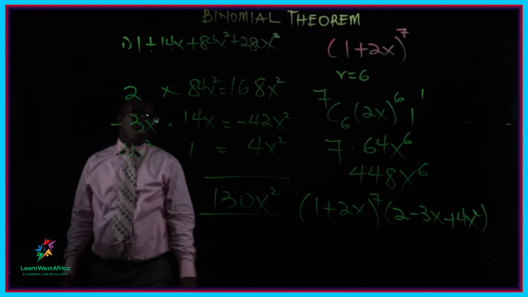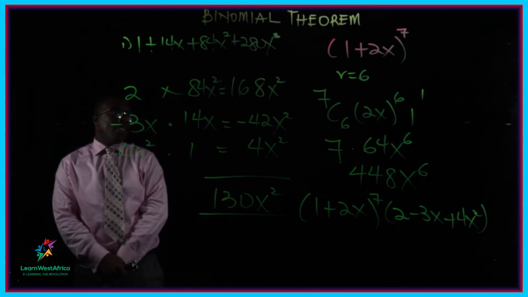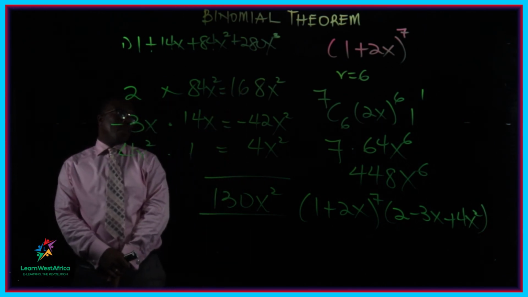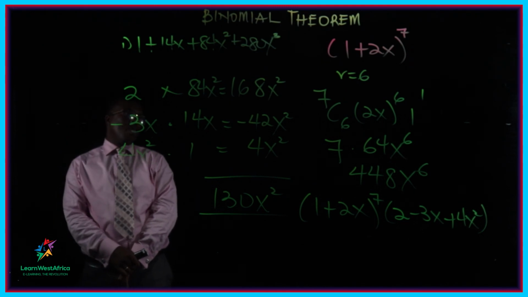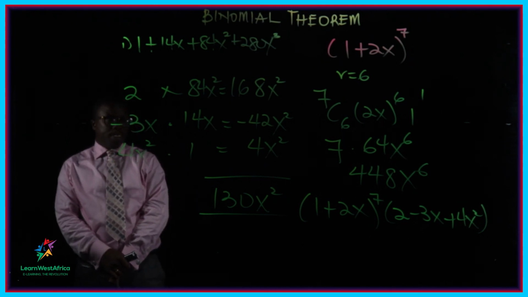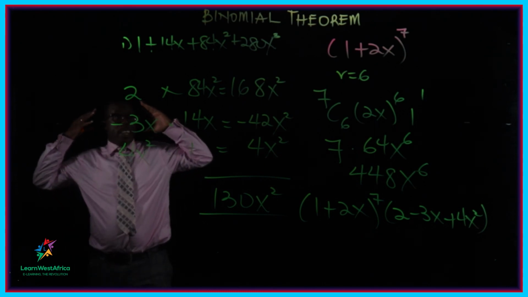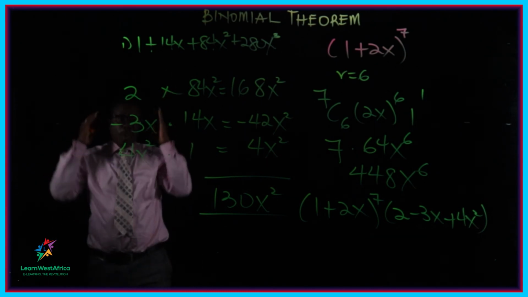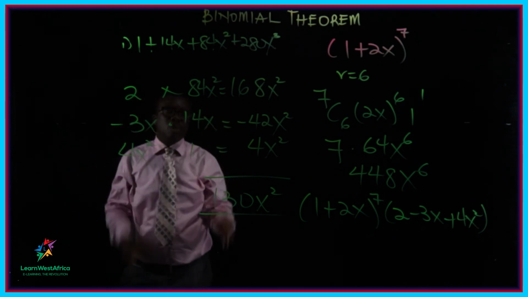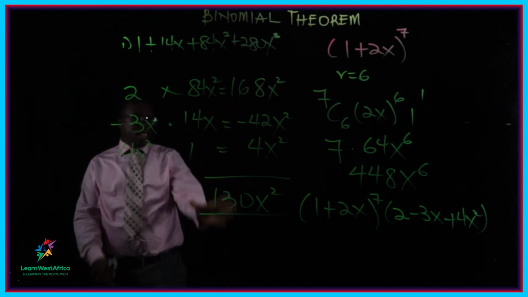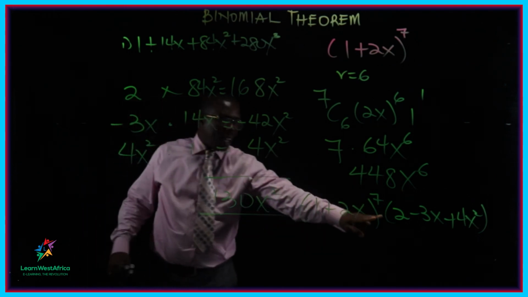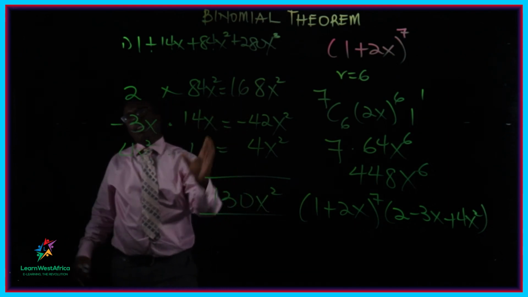So the coefficient of x squared in that problem should give us what we find there. I hope that is clear. It's clear for all to see. Hence the coefficient of x squared in this problem, after you have done the product, should give you 130.